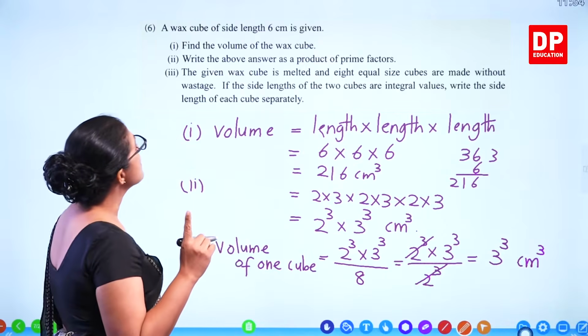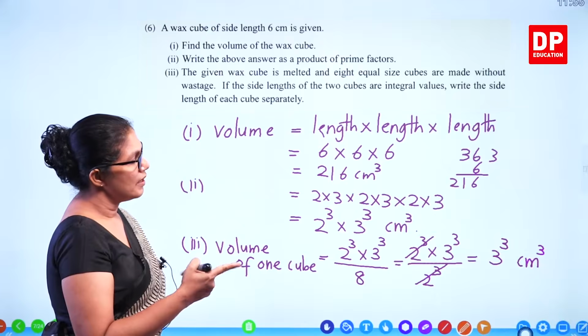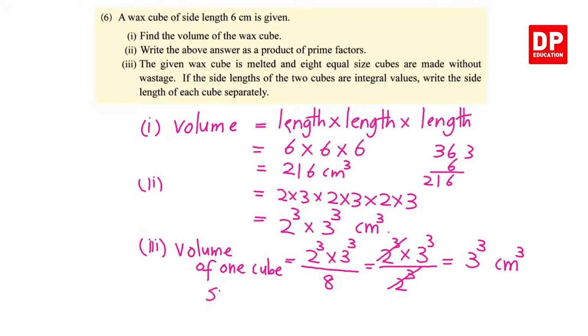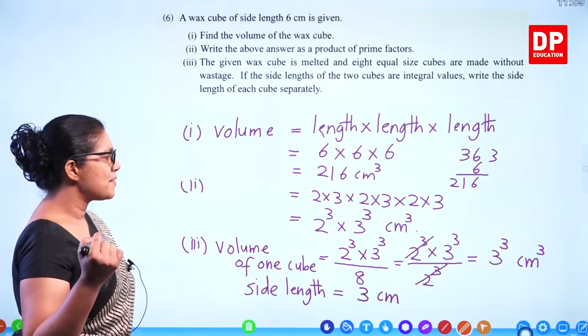So what's the side length? This is a cube. Volume is 3 to the power 3. So the side length should be 3 centimeters because then only you get the volume 3 times 3 times 3. That's 27.